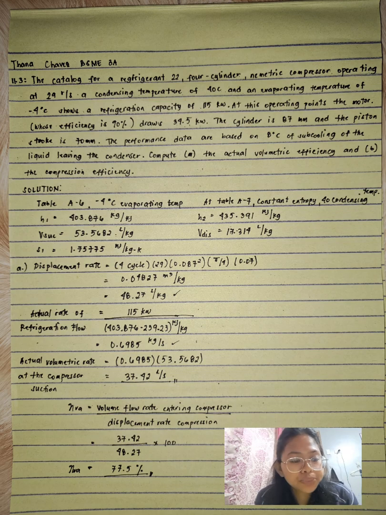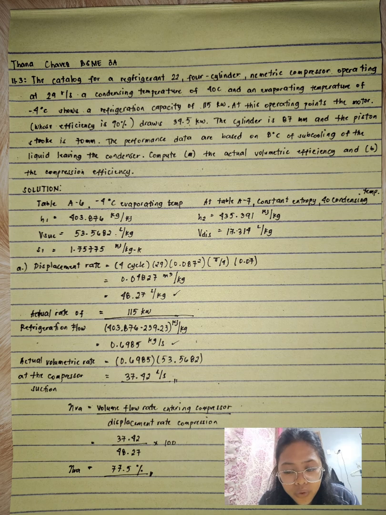For our next problem, 11-3, the catalog for a refrigerant 22 four-cylinder metric compressor operating at 29 revolutions per second, a condensing temperature of 40 degrees Celsius and an evaporating temperature of -4 degrees Celsius shows a refrigeration capacity of 115 kilowatts.